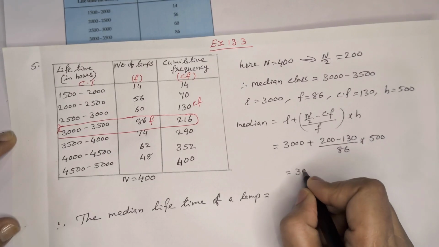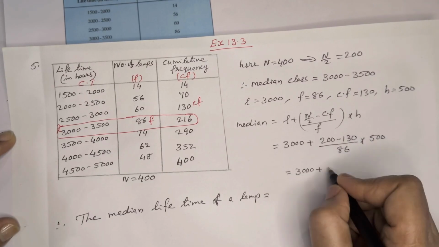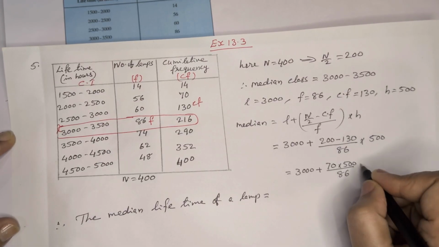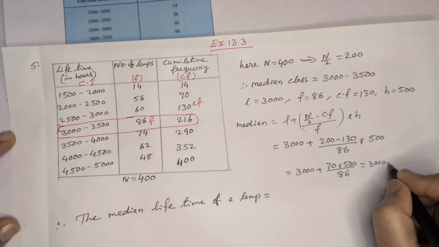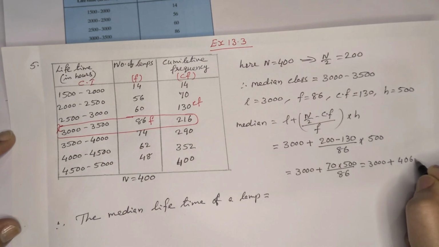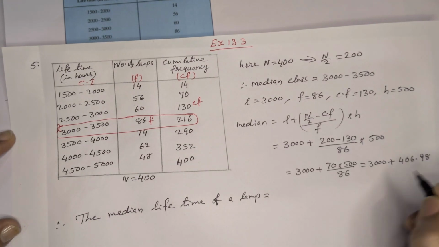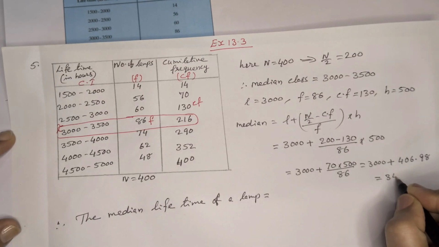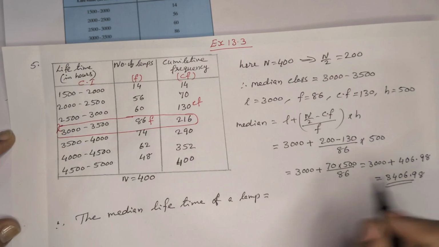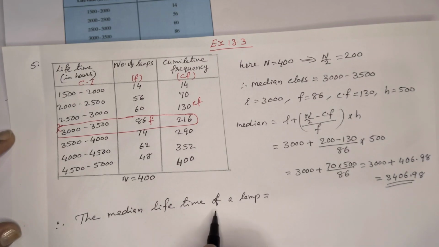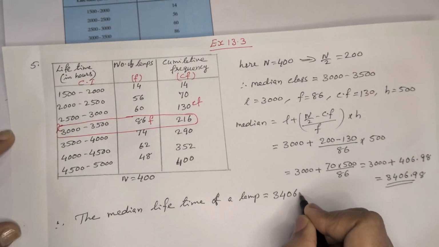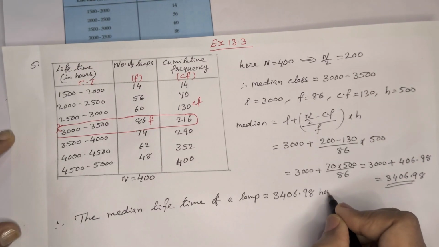Which is equal to 3000 plus 70 into 500 by 86, which is equal to 3000 plus 406.98, which is equal to 3406.98. So we can write, therefore the median lifetime of a lamp is equal to 3406.98 hours.